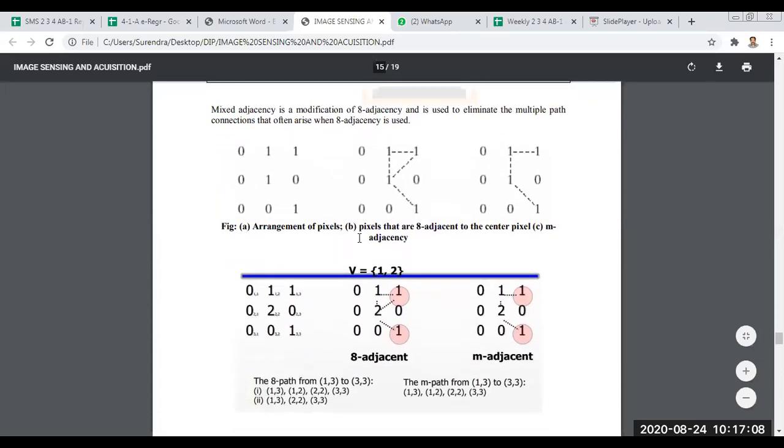This was about only 2 pixel values, black and white. But instead, I am taking another example. Here there is my set V, instead of S. In this V, there are 2 types of pixel values, 1 and 2, along with 0. So with this set of values, I am arranging my picture like this.